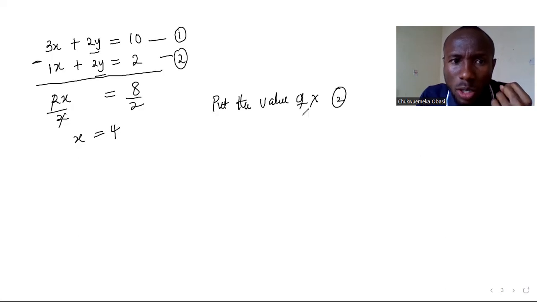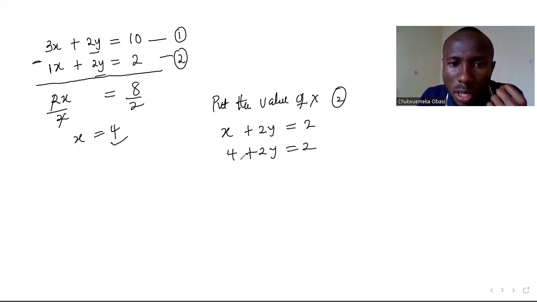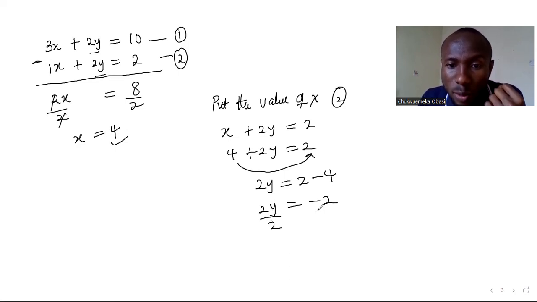I like equation 2. Equation 2 is x plus 2y is equal to 2. And now my x is 4, so here it becomes 4 plus 2y is equal to 2. Take this guy to this side, so we've got 2y equal to 2 minus 4. And 2 minus 4 is minus 2, 2y. Divide everybody by 2. And finally, y is equal to minus 1. So we've gotten the value of x and the value of y.